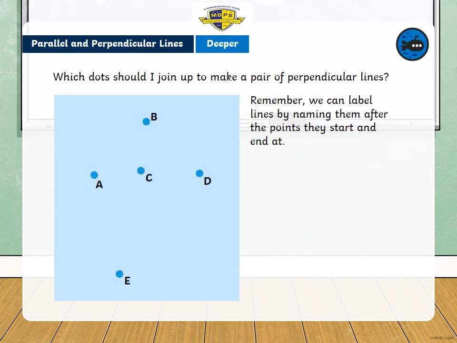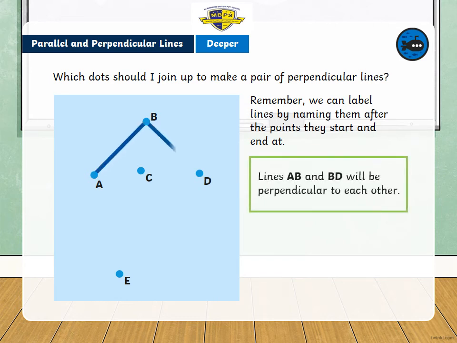Now let's go deeper. Which dots should I join up to make a pair of perpendicular lines? Remember, you can label lines by naming them after the points they start and end at. What do you think? Which points should I join? Yes, AB and BD will be perpendicular to each other.